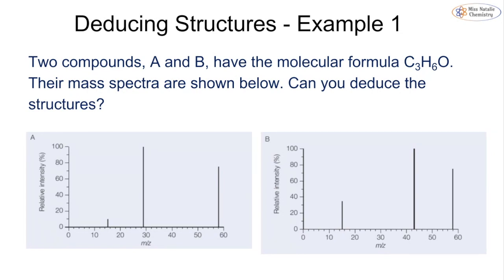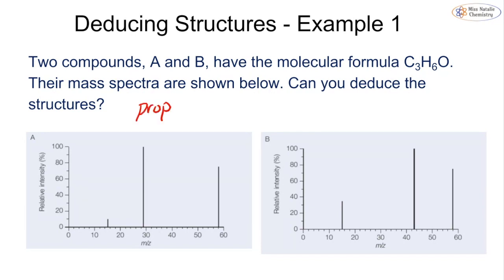So compounds A and B have the molecular formula of C3H6O. Their mass spectra are both shown below, and we want to be able to deduce the structures. Now, when we have C3H6O, hopefully you realise that that can't be, obviously, a hydrocarbon. It also cannot be an alcohol because we don't have enough hydrogens. So we're going to have two possible answers here.